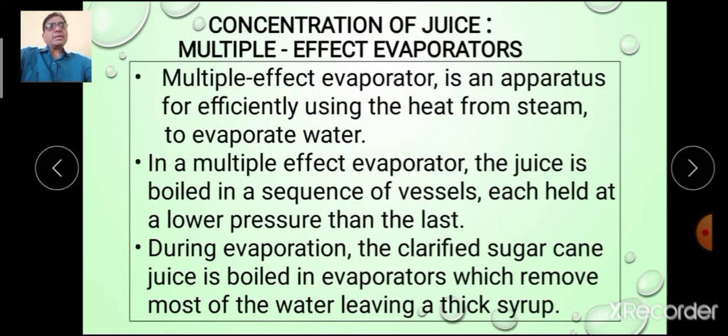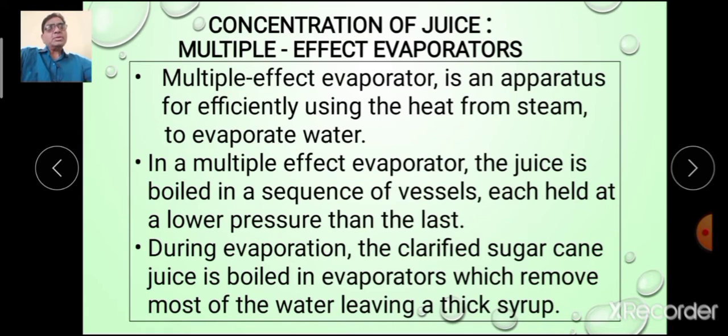Now this extracted juice after clarification is concentrated in evaporators, because this juice contains much water and that water should be removed. It is removed in vessels known as evaporators, that is, water is evaporated. The same steam is used in multiple evaporators, and therefore these are known as multiple effect evaporators. Of course, it is an apparatus for efficiently using the heat from the steam to evaporate water from the juice.